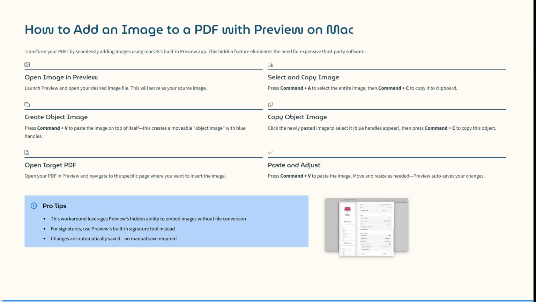You need to now open your PDF in Preview and navigate to the specific page where you want to insert your image. Now, it's as simple as pressing Command V to paste the image. You can move and resize it as you need it, and Preview will auto-save all of your changes.